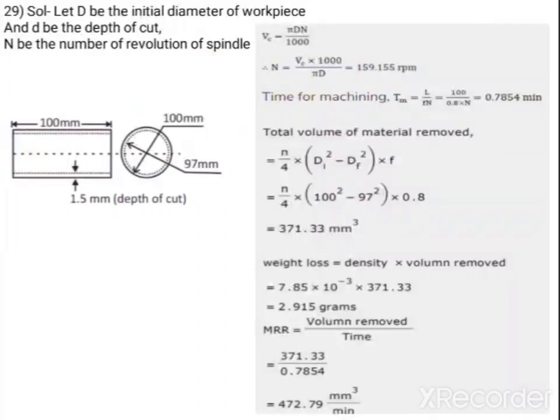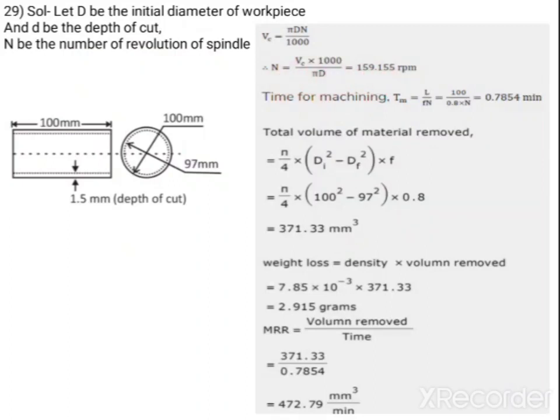Let D be the initial diameter of the workpiece and small d the depth of cut. Already we have taken those parameters. N is the number of revolutions of the spindle. Find out the number of revolutions: velocity is equal to pi D N, that is in meters per minute. Just put the value, you will get N as 159.155 rpm.